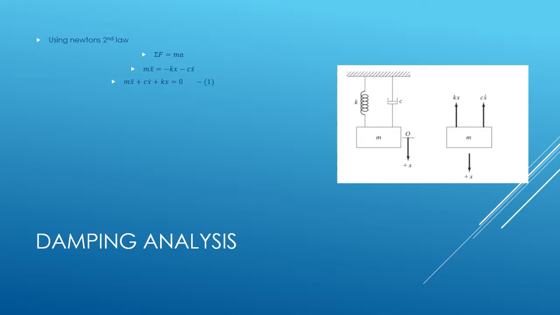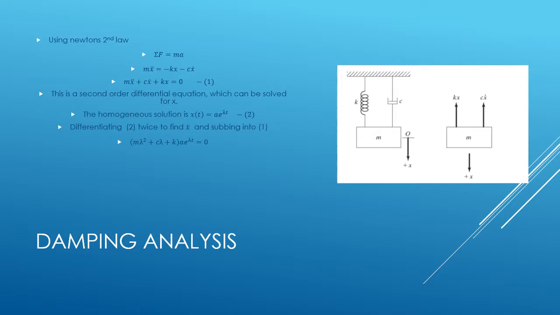So the analysis is very much like we did before. We're using Newton's second law, except we've got that extra viscous damper term. As you can see by the free body diagram, the force will be acting upwards as opposed to the motion, similar to that of the spring force.